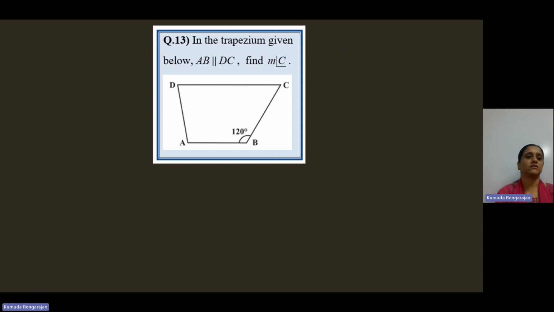Measure of angle C, or magnitude of angle C. It's usually written as measure of angle C or magnitude of angle C. Reason? Correct. Co-interior angles are supplementary because it's given that AB is parallel to CD. So, co-interior angles. Yeah, CD is the transversal.